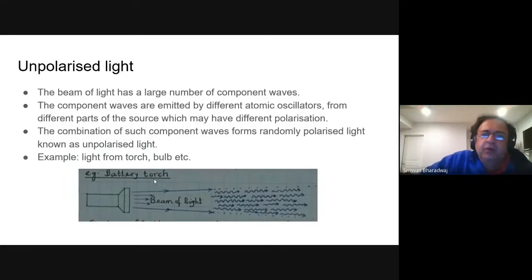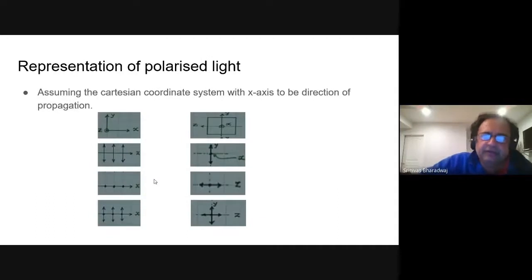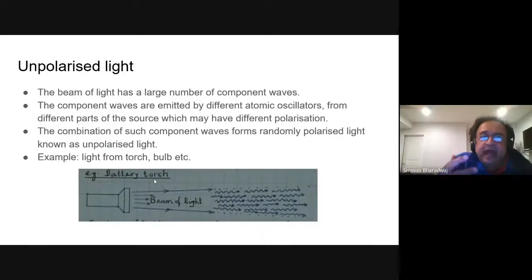Now, an unpolarized beam, on the other hand, will have a large number of component waves, various different waves of different wavelengths and different polarizations. We say that randomly polarized light is a combination of component waves of varying frequencies, just like a beam of light from a battery or a torch, right? Light from a torch or a bulb, or even the light from the sun, is polarized in many different ways. So that is said to be unpolarized light.